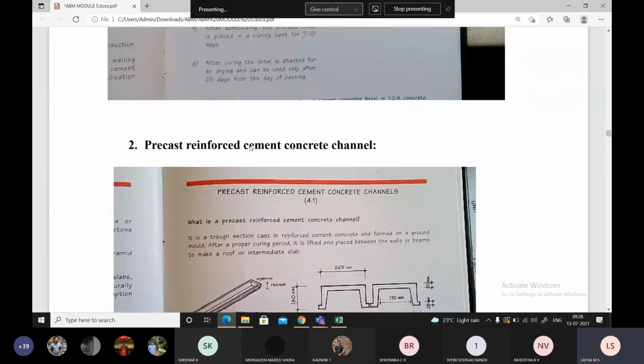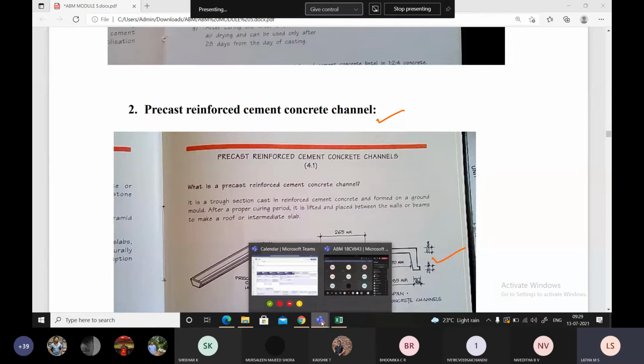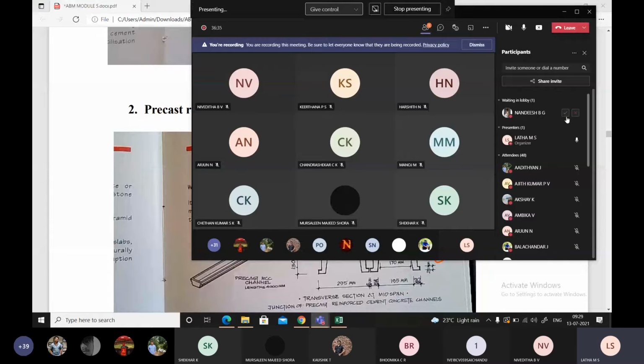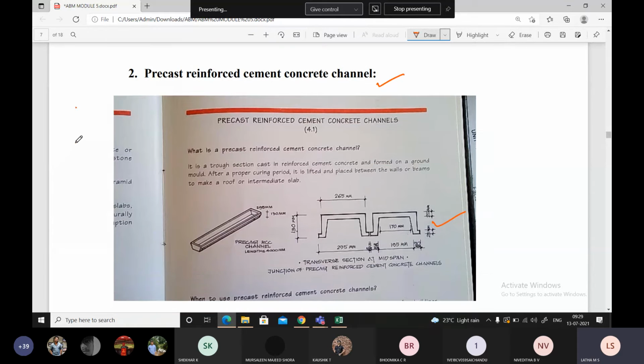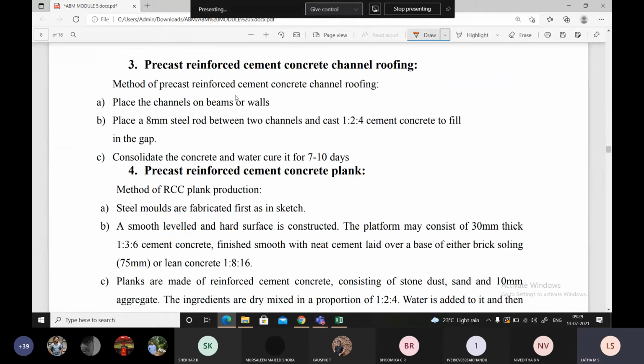Okay, next you find reinforced cement concrete channels. These are the channels. You can see this is a sketch of a channel. This type of channel is very much used in canal irrigation purpose. I can go a little down. I'll start with the third, precast reinforced cement concrete channel roofing. This is also a third type.